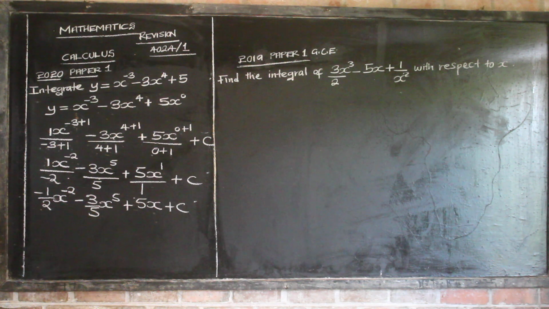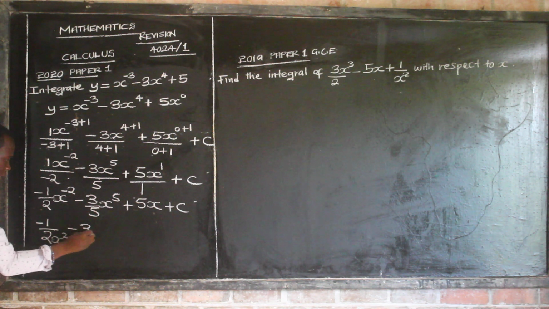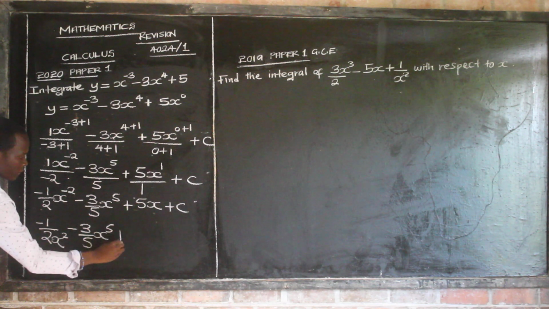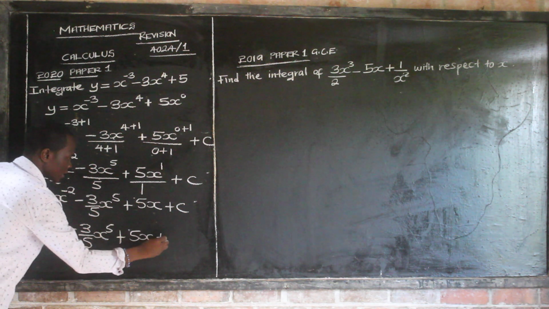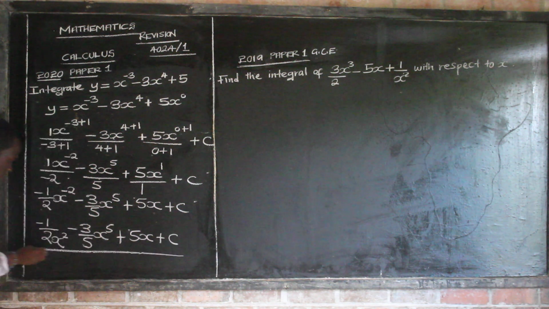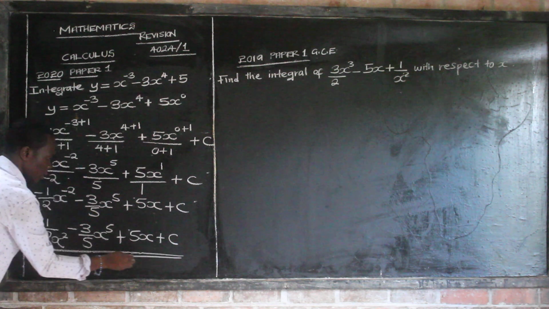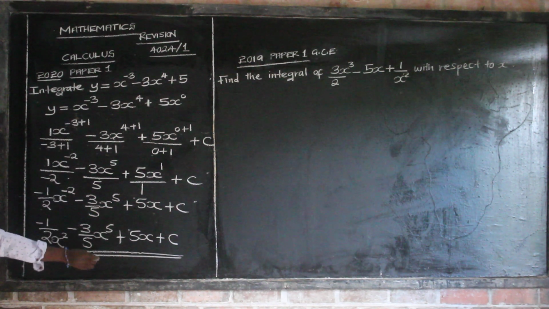Okay, so this one can also be written as negative 1 over 2x squared, minus 3 over 5x to the power 5, plus 5x plus c. Okay, so this is the way we integrate this one.